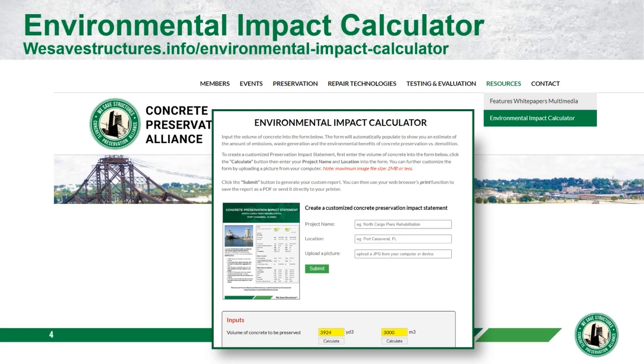On our We Save Structures website, we feature an environmental impact calculator. This tool allows users to compare the benefits of rehabilitation versus replacement for concrete structures. By entering the amount of concrete retained, the calculator provides valuable insights, including conservation of natural resources, reduction of solid waste in landfills, water savings, and minimized carbon emissions. We strongly encourage engineers and owners to leverage tools like this to make informed, sustainable decisions for their projects. Together, we can contribute to a greener, more sustainable future.